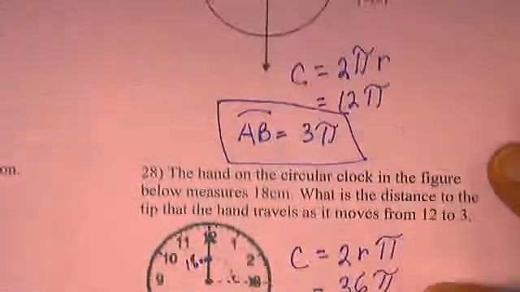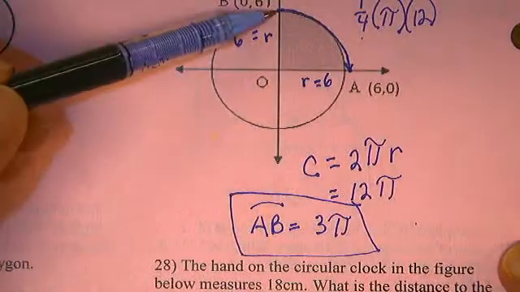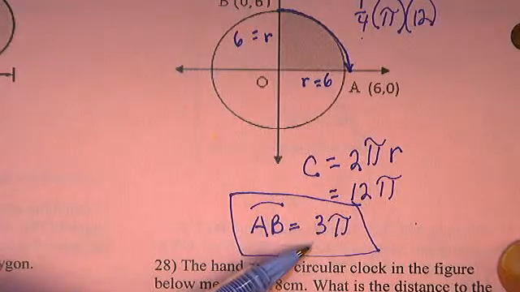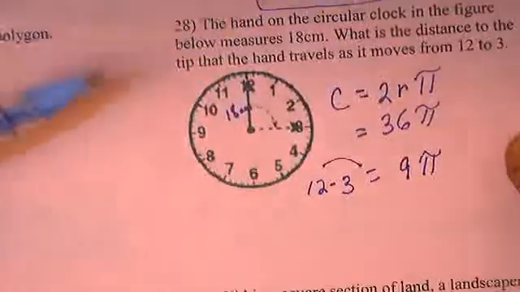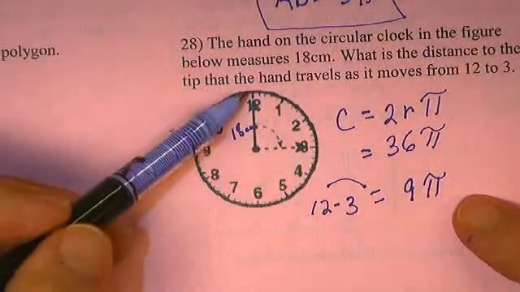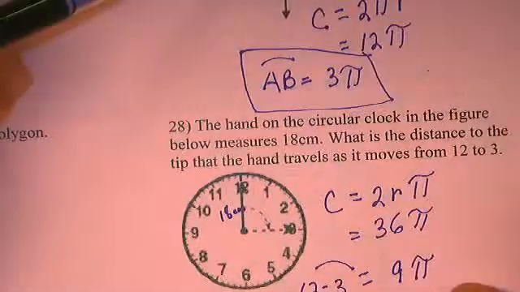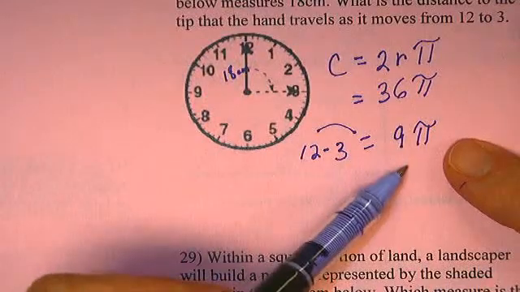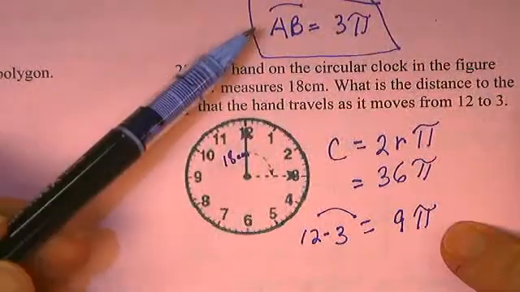It's also interesting to note that here the radius was 6 and the arc was 3 pi, whereas here the radius is 18, 3 times 6, and the arc is 9 pi, which is 3 times this arc here.